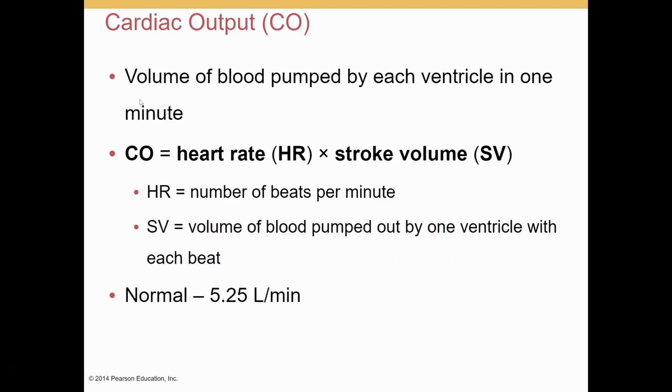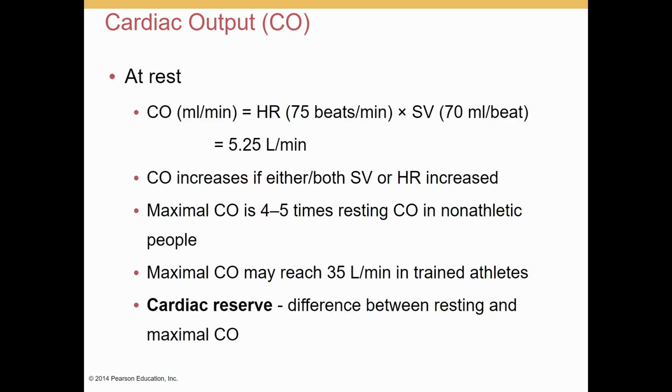Cardiac output can look at the volume of blood that's being pumped by each ventricle in 1 minute. Cardiac output and stroke volume are really similar, because stroke volume is volume of blood pumped out by one ventricle with each beat. The difference is cardiac output has a time portion. It is actually stroke volume times heart rate. And since heart rate is number of beats per minute, that's where we're getting the time interval. So cardiac output can be calculated by multiplying heart rate times stroke volume.